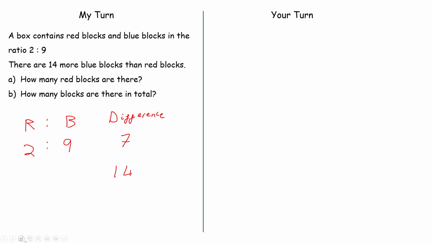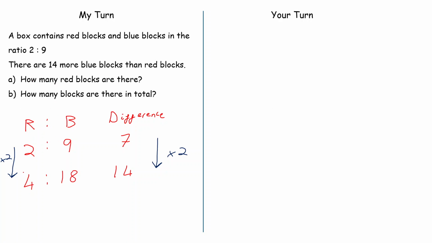So to get from 7 to 14, you've got to be upscaling, timesing up by 2, and you do the same thing with these numbers over here. You're timesing through by 2. So 2 times 2 is going to give you 4, and then 9 times 2 is going to give you 18. So how many red blocks are there?